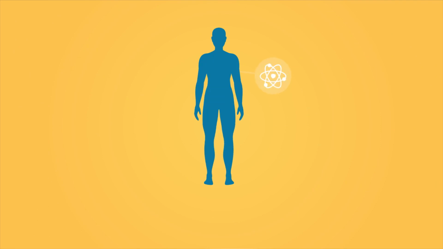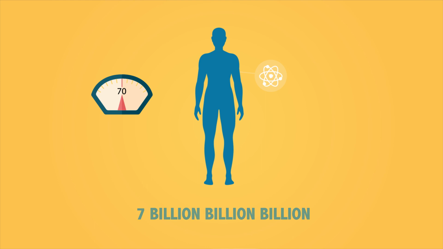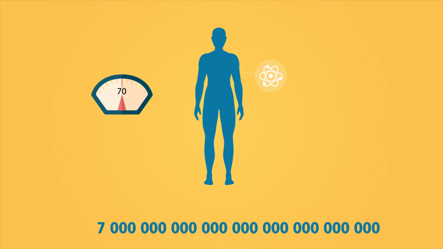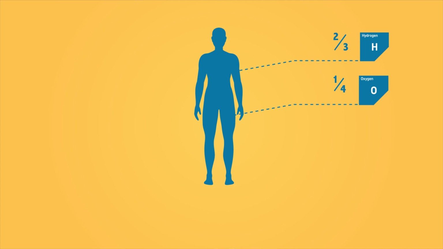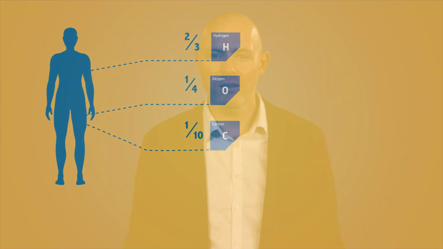It's empty. Amazing. There are literally billions of atoms in the human body. A typical 70-kilo human might contain 7 billion atoms. That's a 7 followed by 27 zeros. It's huge. About 2/3 of these are hydrogen, 1/4 is oxygen, and about 1/10 is carbon. And these 3 elements, they make up 99% of your body. And all of these atoms are almost completely empty. Crazy, right? But the crazy thing about atoms doesn't stop there.